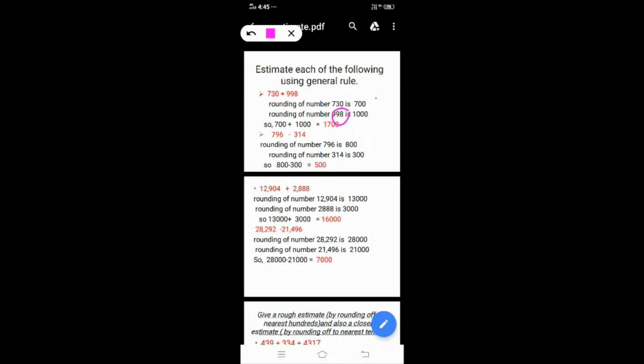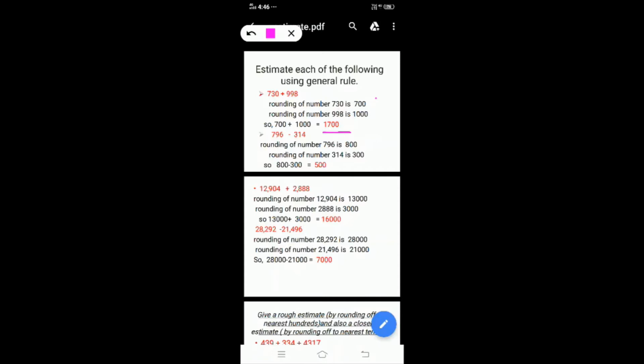Again here, 98 is greater than 50, which means you have to add 1 in the 100 place. The 100 place is 9, we have to add 1, and the number becomes 1000. Okay, now see, the last step is 700 plus 1000, and the number becomes 1700. This is your answer. It is very easy. Now we will move towards the second number.